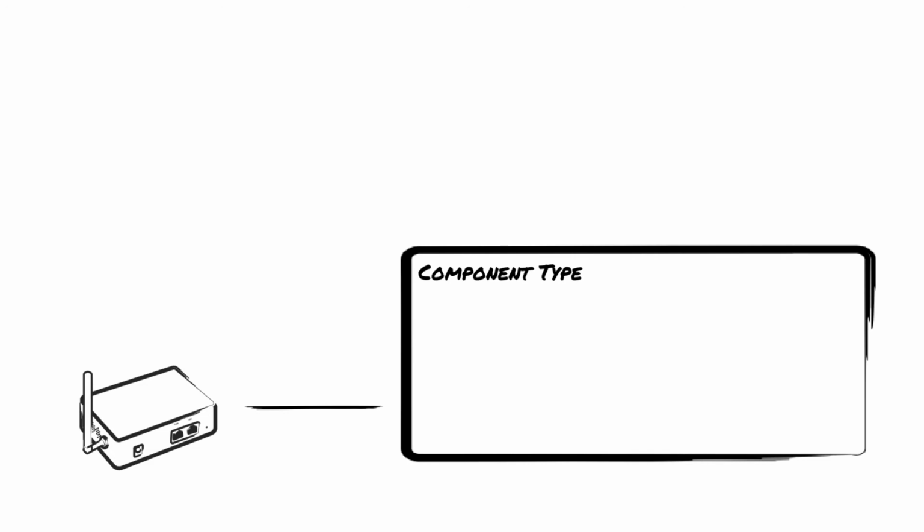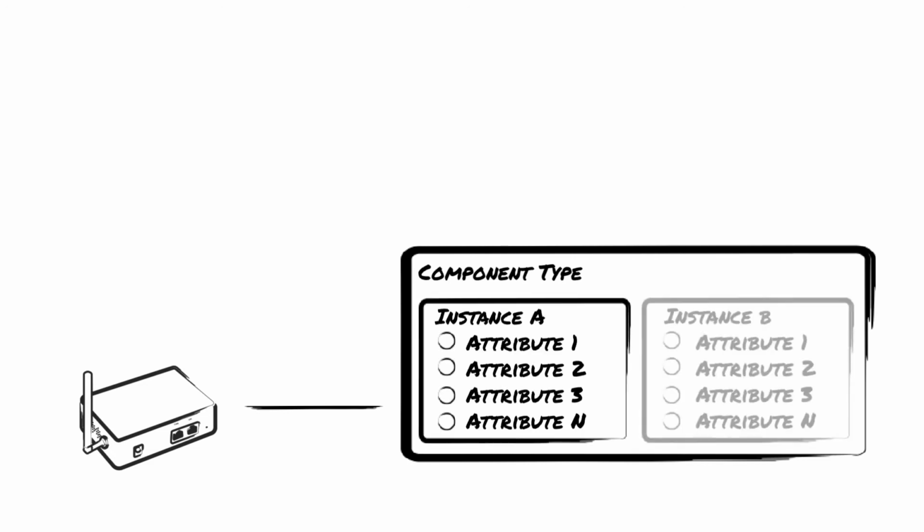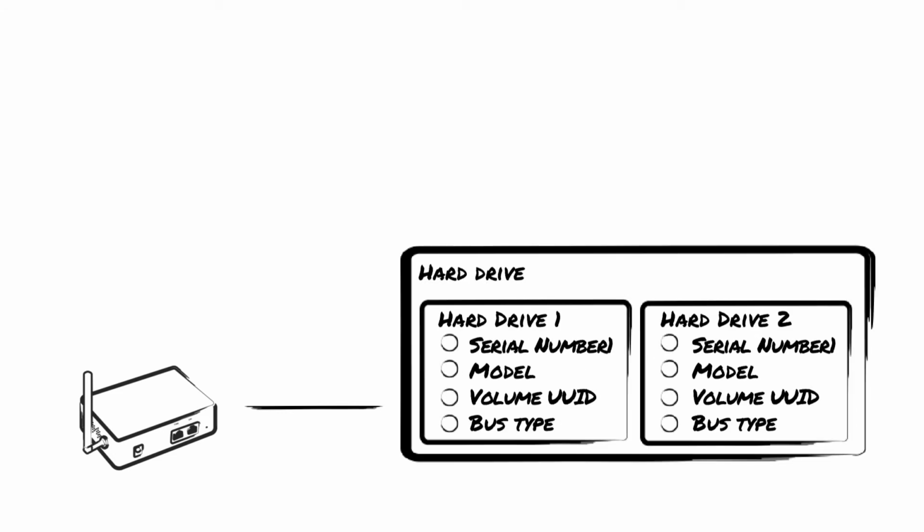So devices are made up of lots of components. Sometimes there might be multiple components of the same type, which we call instances. And within each instance of a component, there are loads of different attributes. Now this makes a little bit more sense if we look at an example. Here's a hard drive. So a hard drive is a type of component. This device has two hard drives, so there are two instances, and each of those hard drives has loads of information available. Things like its serial number, how it's connected, information about its behavior.